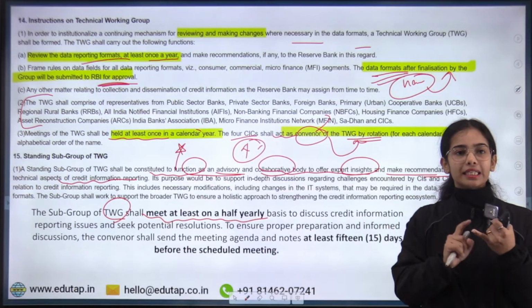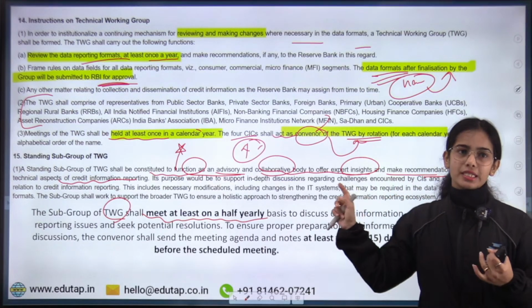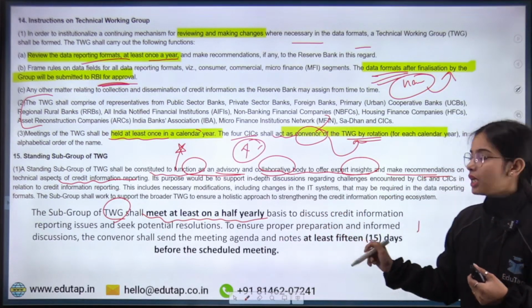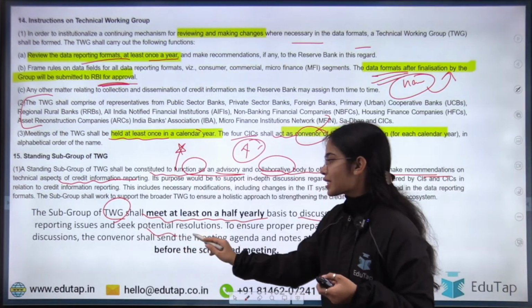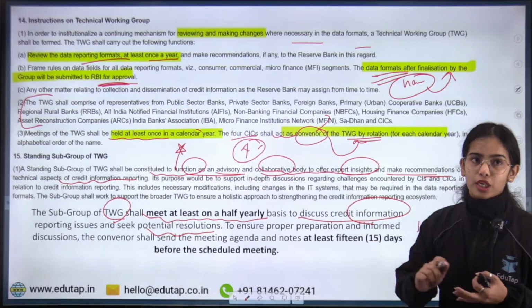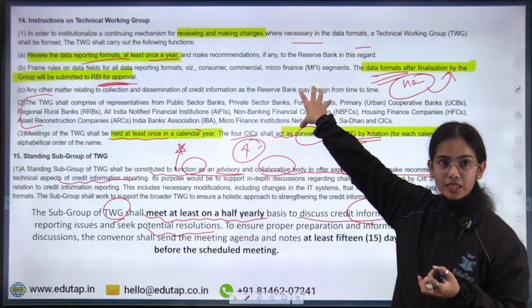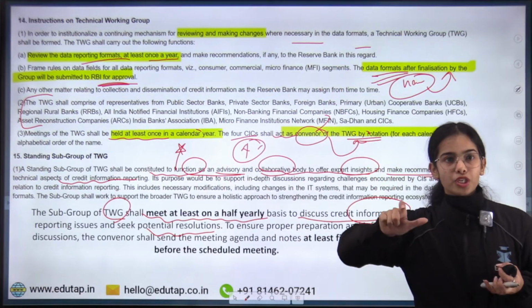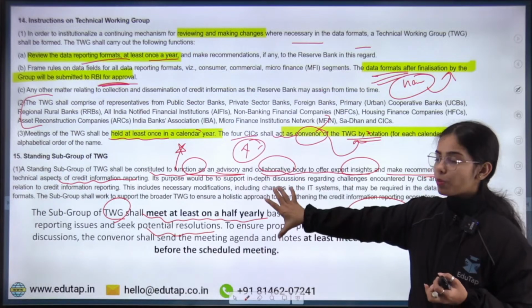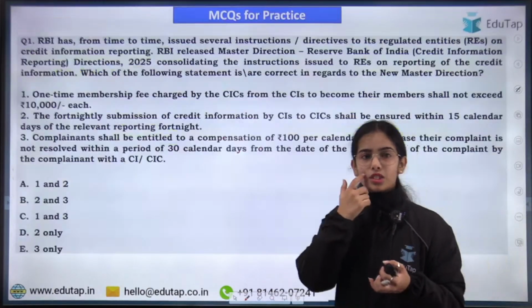Basically, you have to remember that the technical working group meets once a year and the subgroup meets twice a year, that is, on a half-yearly basis, to discuss credit information reporting issues and seek potential resolution. So the technical working group is focused on the data formats and the data transfer between the credit institution and the credit information company, and the subgroup is focused on credit information reporting and the improvement in the reporting. So this is the idea.